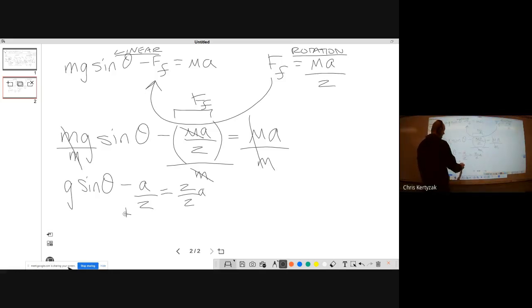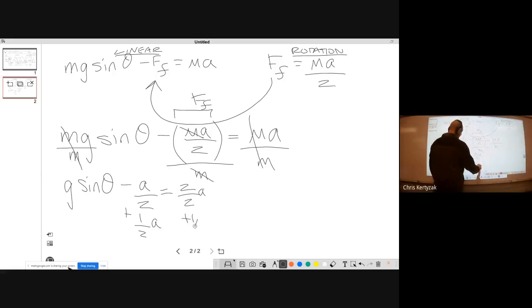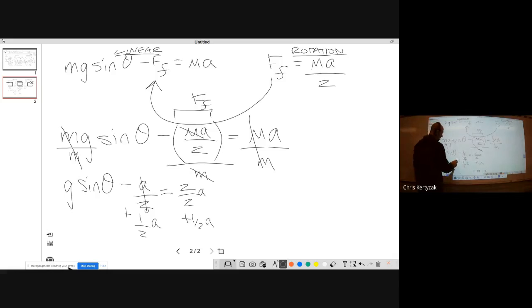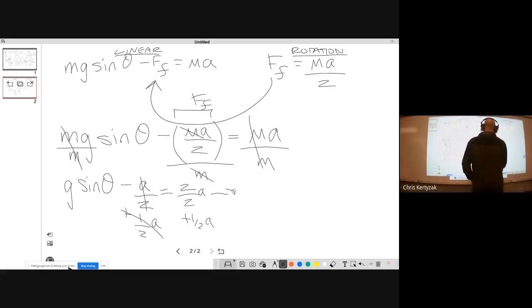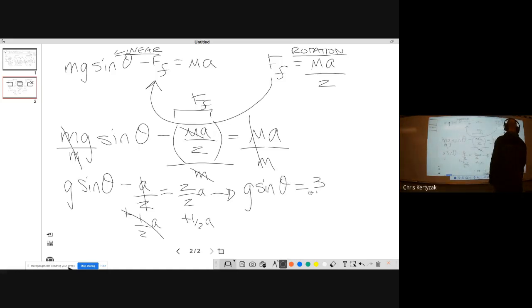So now when I add my 1/2 a to the other side, minus a over 2 and plus a over 2 cancel. And on the right side, rather, I'm left with 2 halves plus 1/2 is 3 halves, yeah? So I have g sine theta is equal to 3 halves times this linear acceleration that we've been after this whole time.